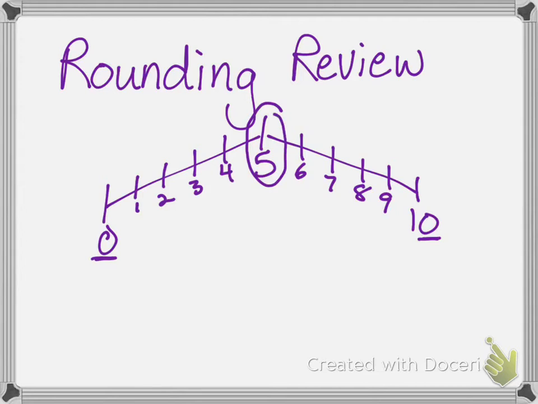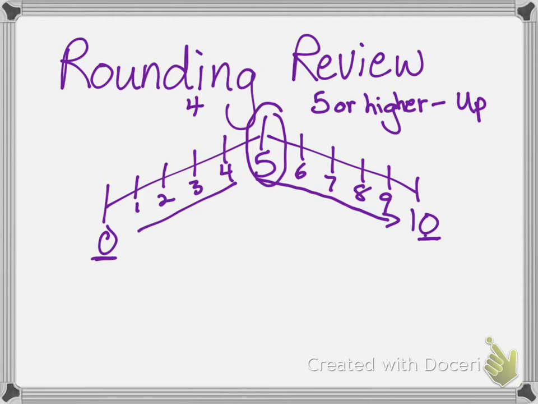5 is the middle number, and the rule is if the number is 5 or higher, we round up. So 5 or higher, we round up. If the number is 4 or lower, then we round down. So let's do an easy, a medium, and a hard example of that.